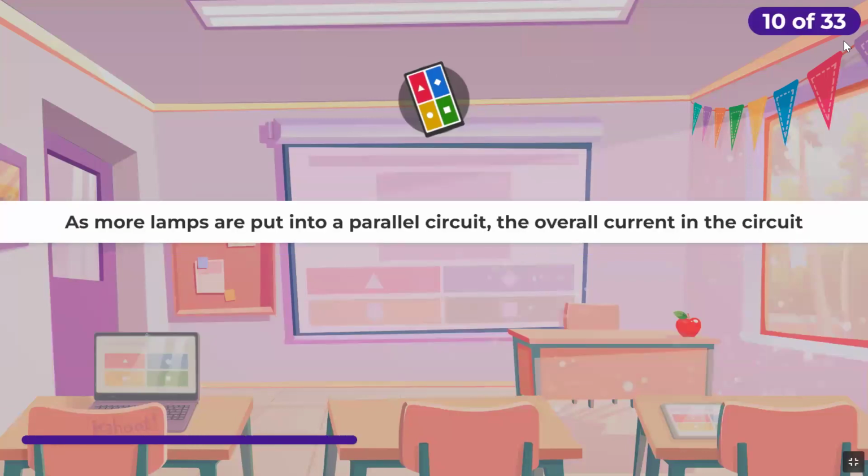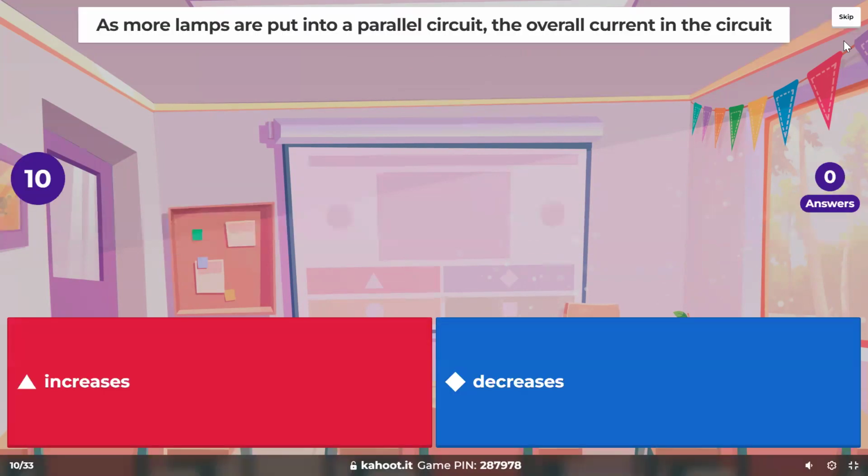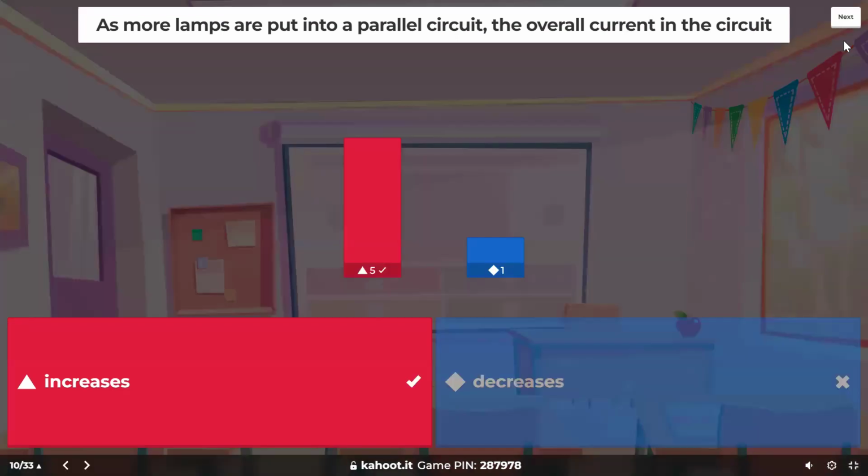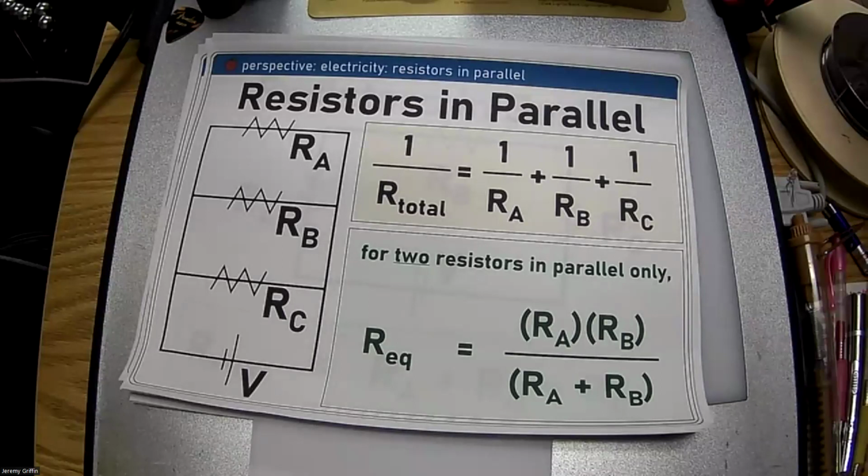As more lamps are put into a parallel circuit, the overall current... Yeah, there you go. All right, so it increases, because it'd be the exact opposite of the previous question. Here, let me switch over. Remind you guys how that's working.